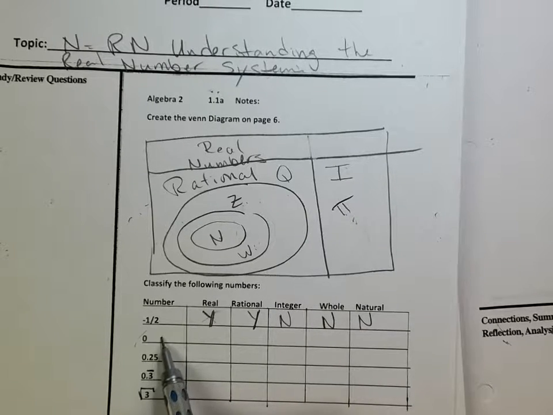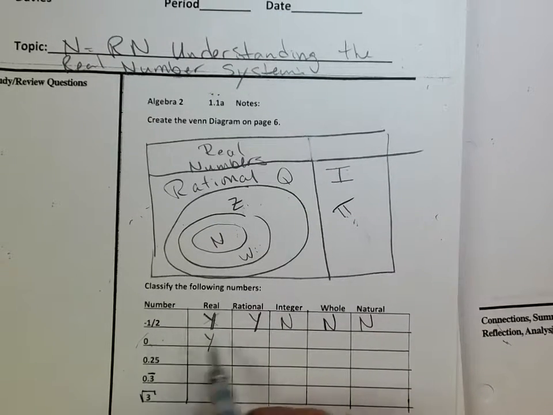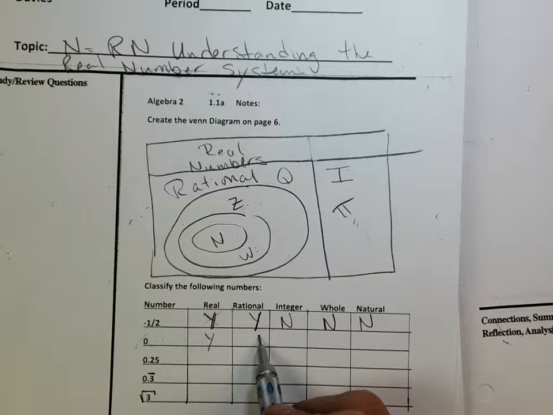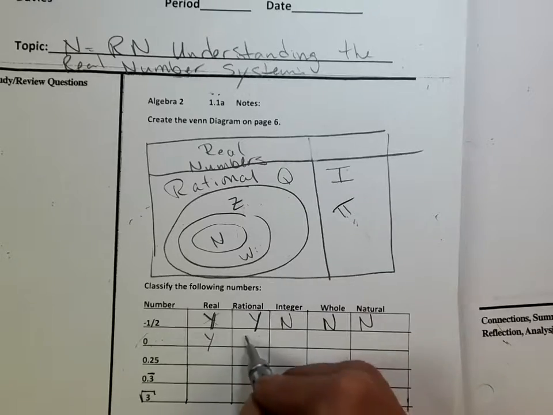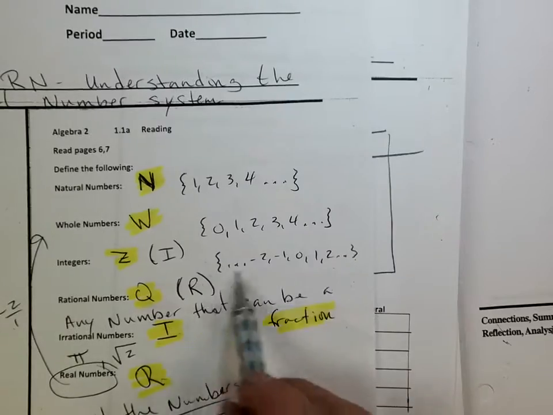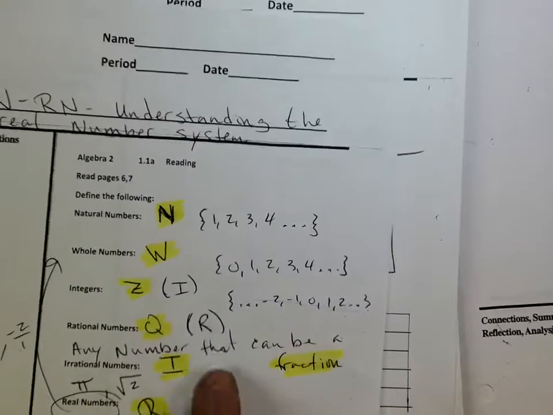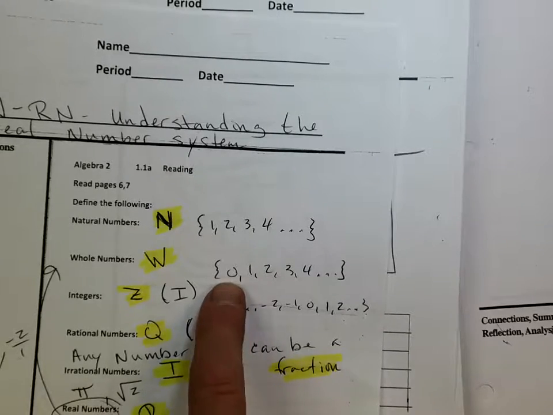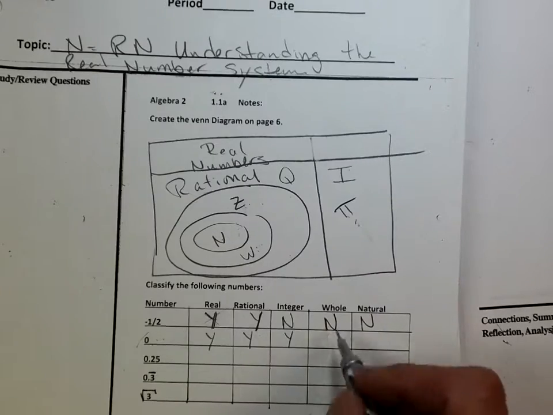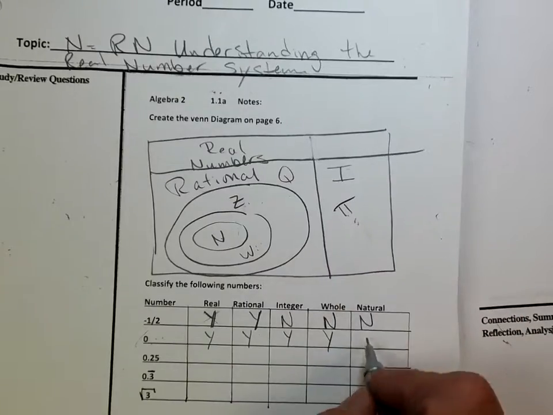Okay. How about 0? Is 0 a real number? It's got to be, because all the numbers are real numbers, right? Everything's got to be a real number. Yes. Can 0 be made into a fraction? Yeah, 0 over 1, 0 over 3, so it can be a rational number. Is 0 an integer? Well, let's see. What are integers? Yeah, it's in there, isn't it? It's an integer. Is 0 a whole number? Absolutely, because what makes it a whole number is the fact that it has 0. So, yeah. Is 0 a natural number? No, 0's not in there. No way. That's a no. Okay.